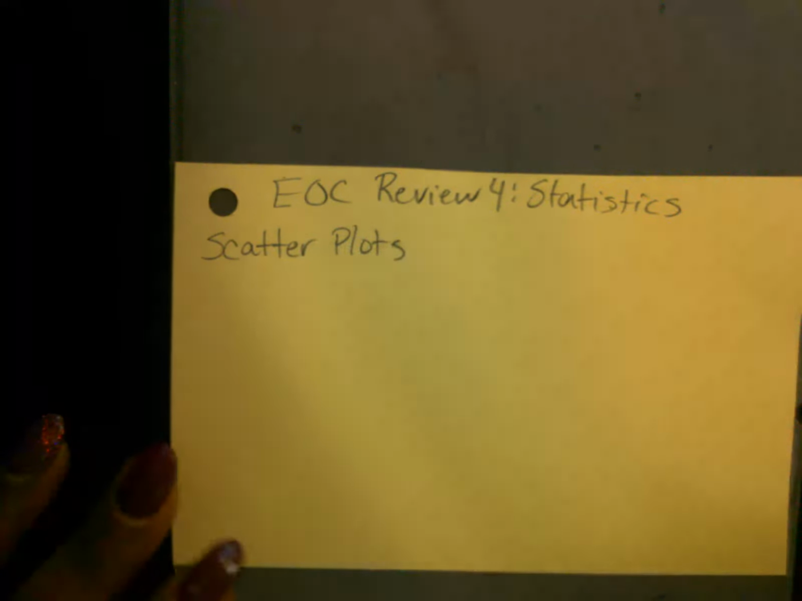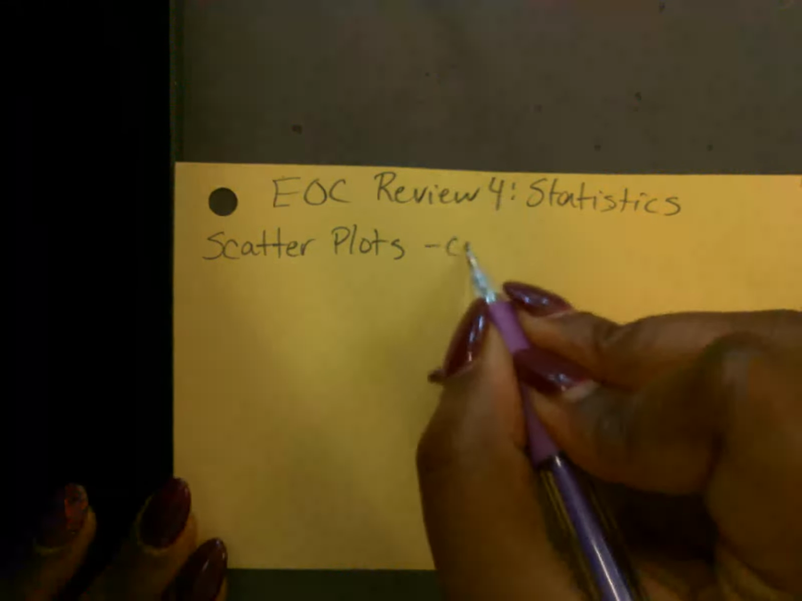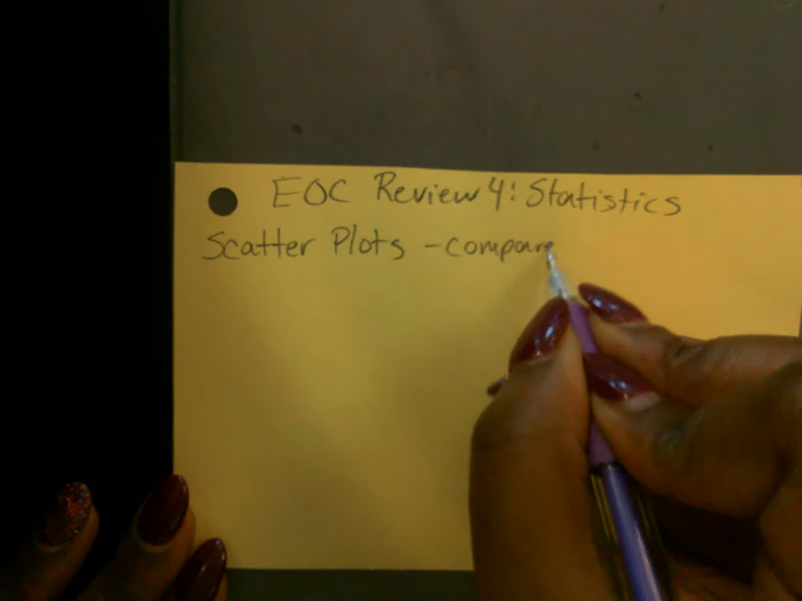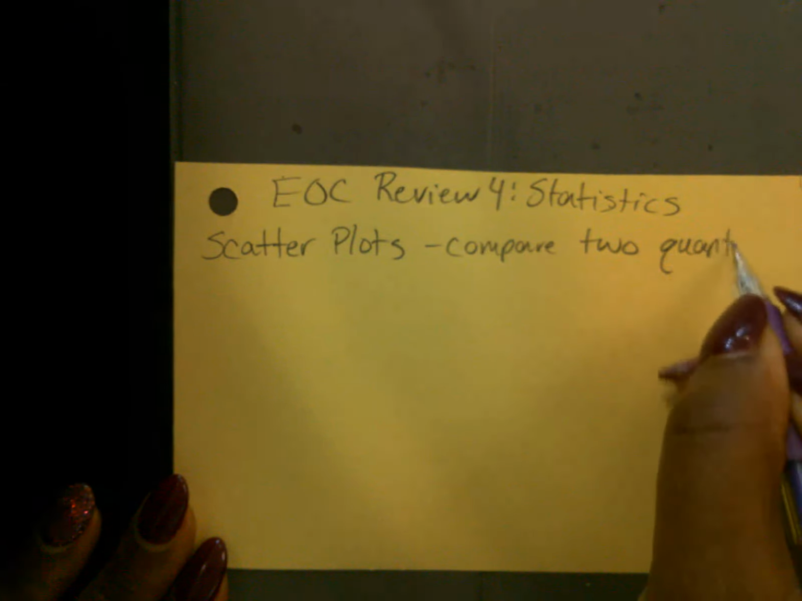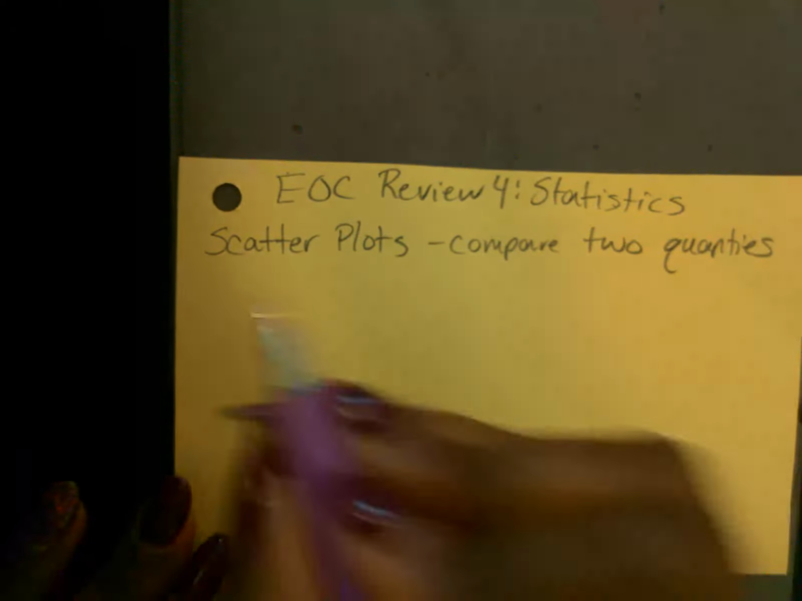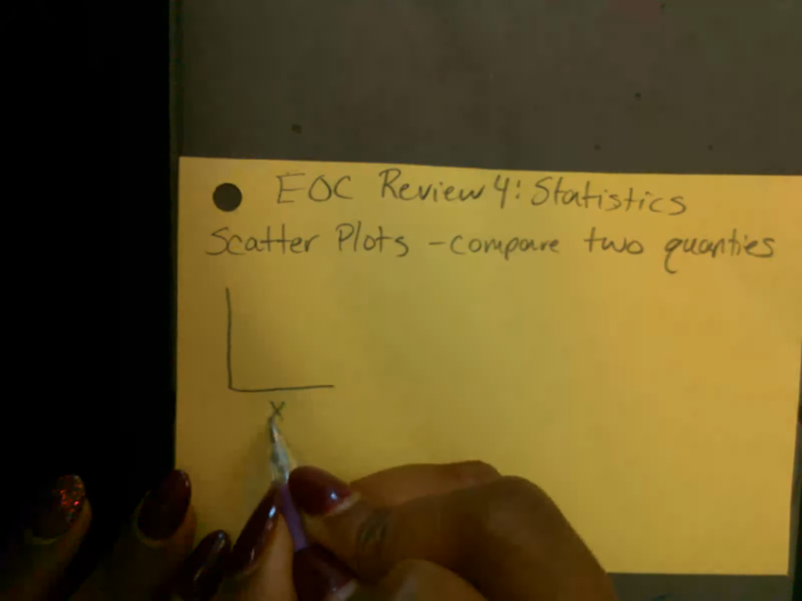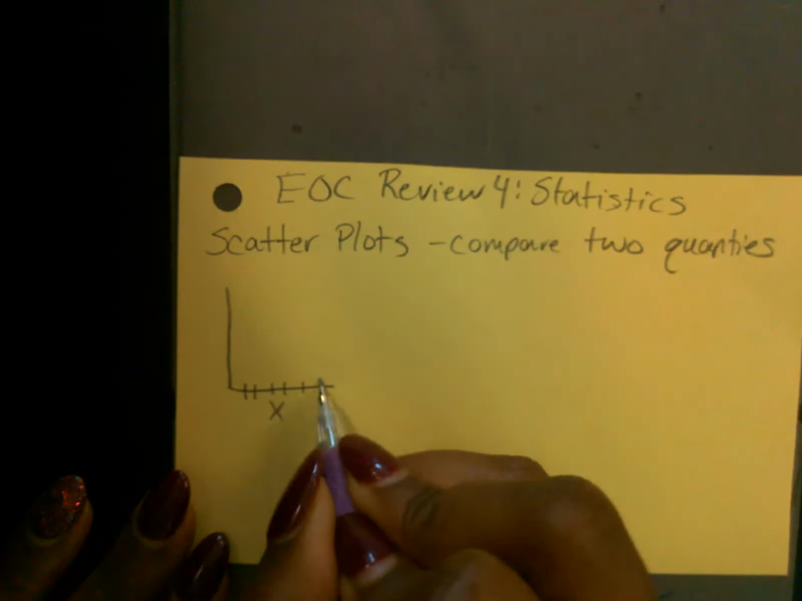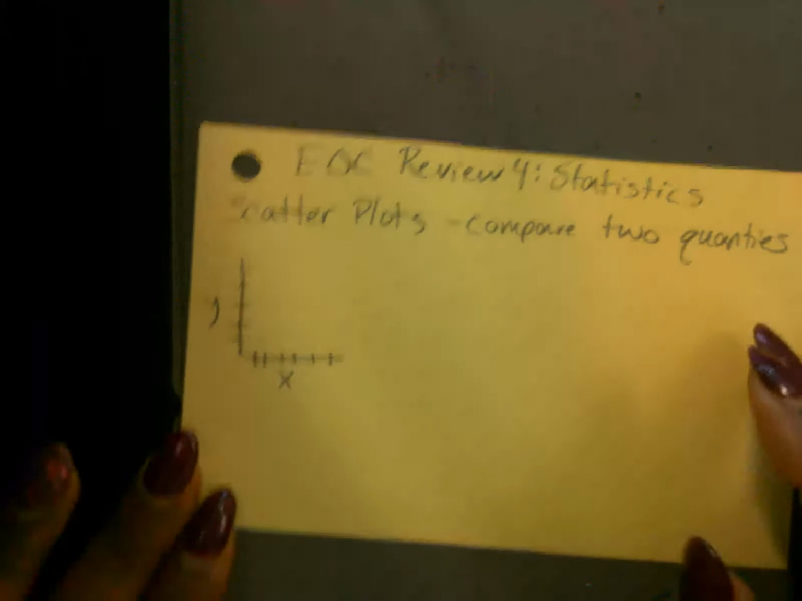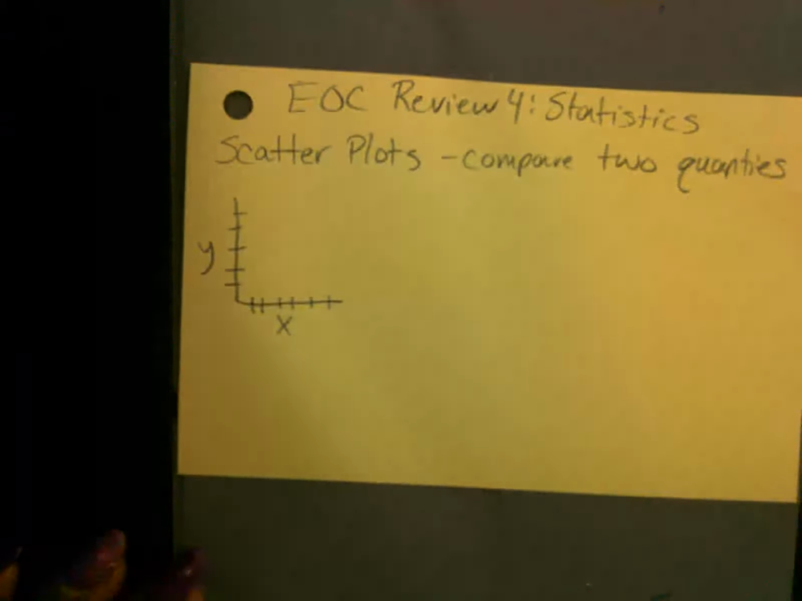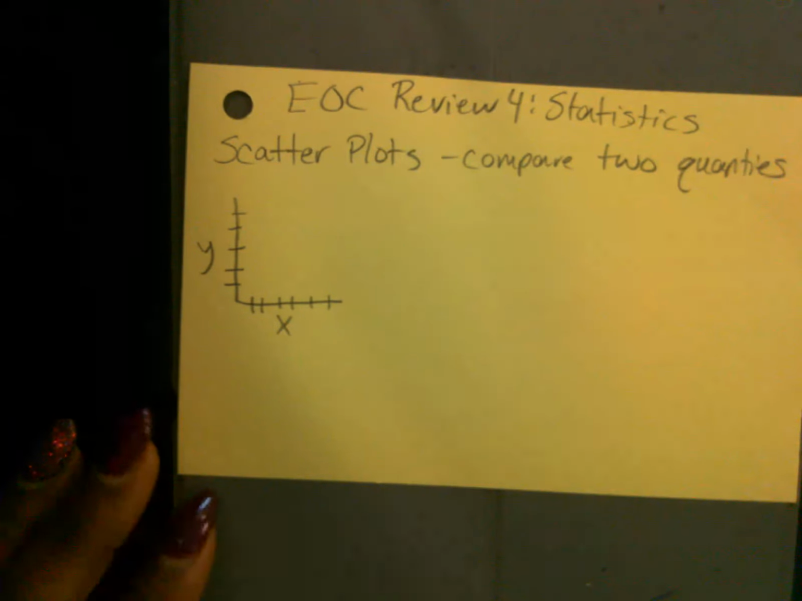Remember that a scatter plot is where you compare two quantities together. Well, we're comparing X as a quantity. Quantity means it's represented by a number. And we're comparing Y. We're comparing two quantities together. It could be like age and height. Age is represented by a number. Height is represented by a number.